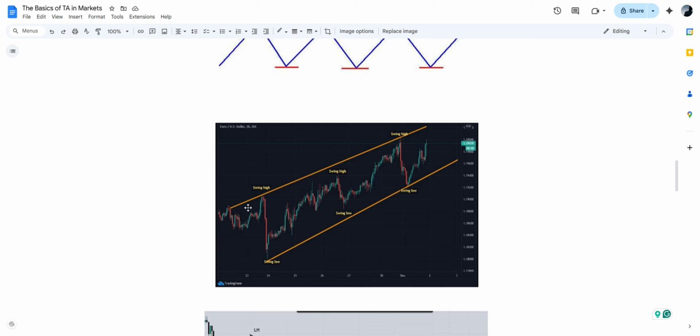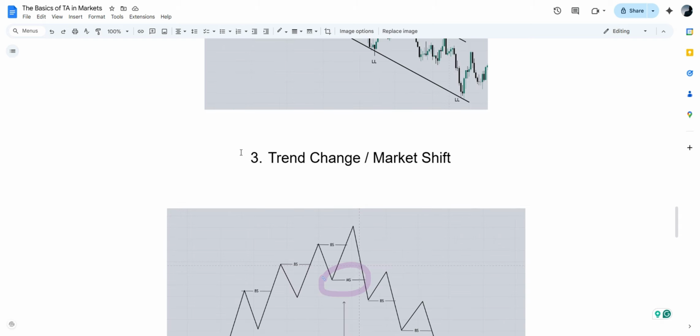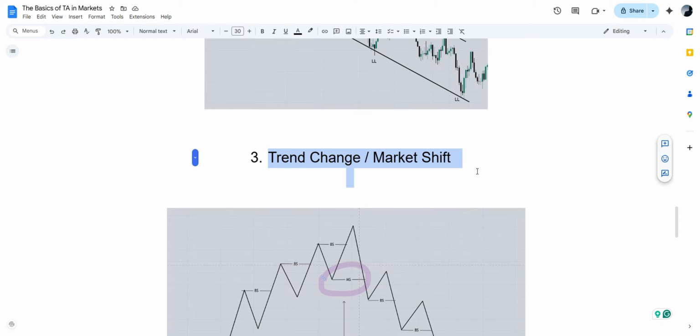So this is how an uptrend looks in the real charts: higher high, higher low, higher high, higher low, higher high, higher low. And this is how a downtrend looks in the charts: lower high, lower low, lower high, lower low, lower high, lower low, as you can see. So let's move to another topic.